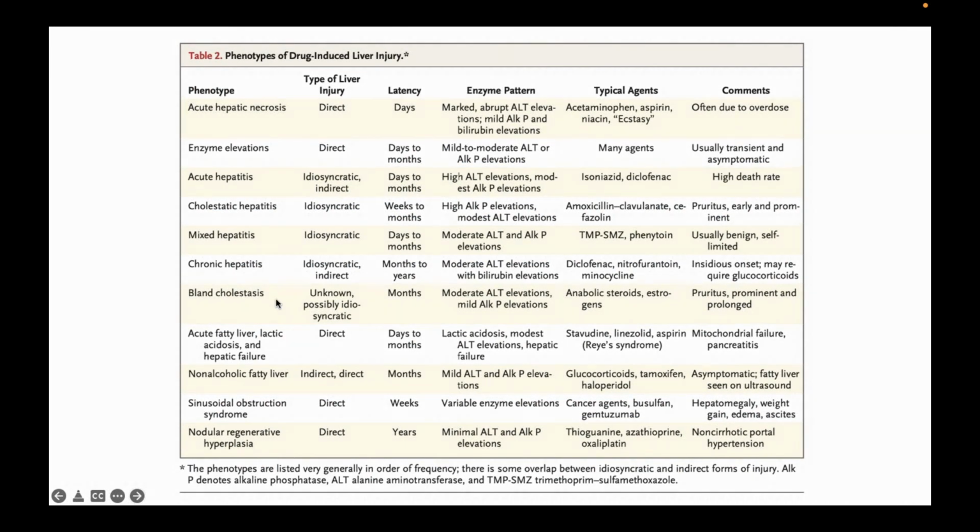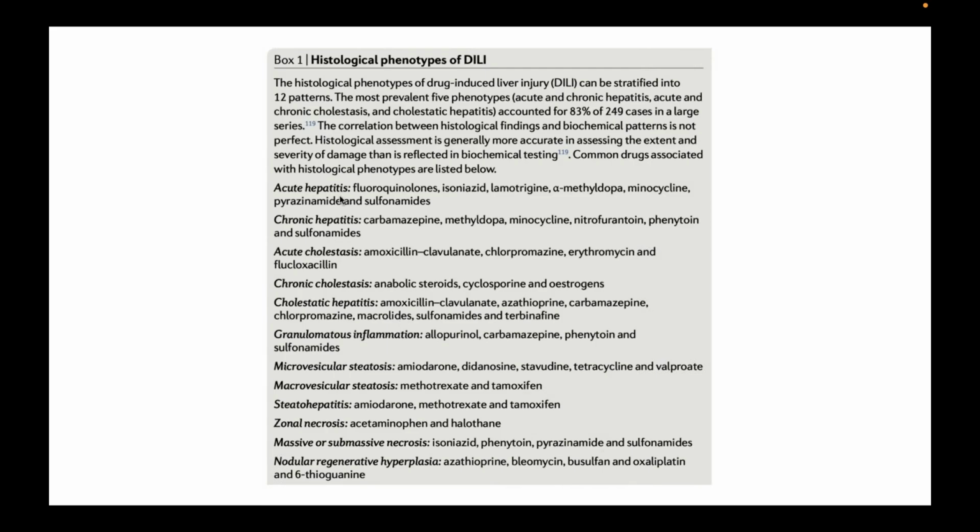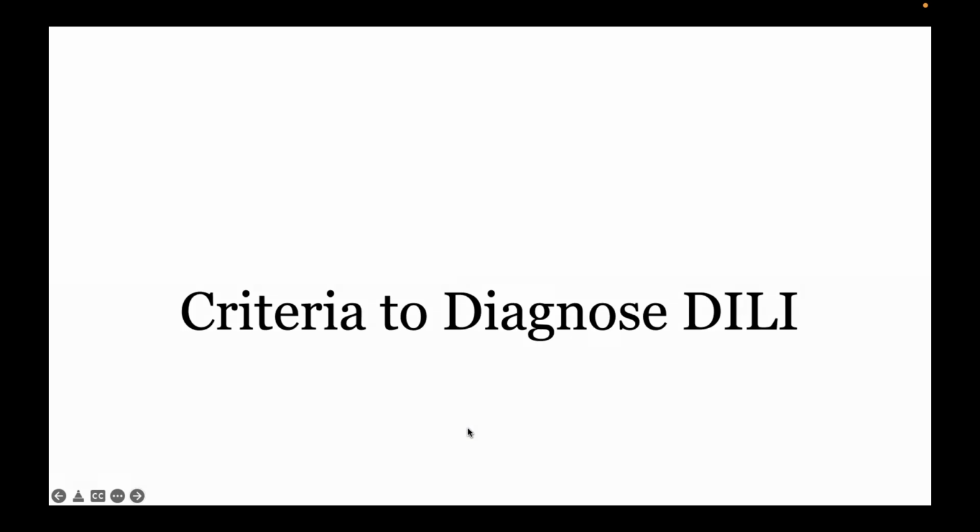It's interesting to know that there's a difference between cholestatic hepatitis, which is induced by Augmentin, and bland cholestasis, which just means cholestasis inside the liver without the induction of hepatitis. Again, these are two different things. And histologically, there are different patterns. It can be acute or chronic hepatitis. You can get acute cholestasis, granulomatous inflammation, which we didn't talk about. There's micro and macrovesicular steatosis, and zonal necrosis. This is a famous one, acetaminophen. Halothane is another one that can cause zonal necrosis.